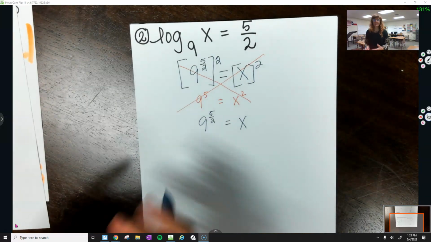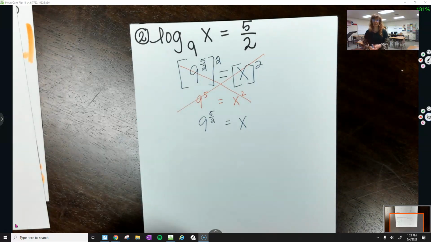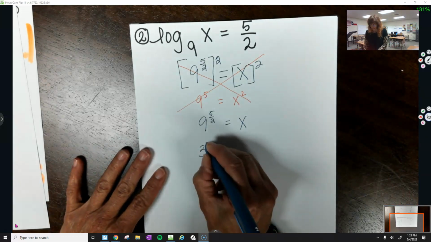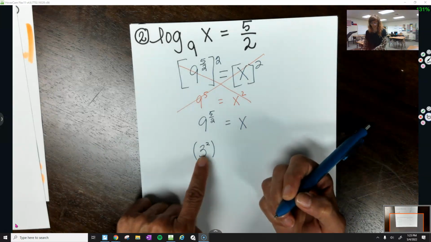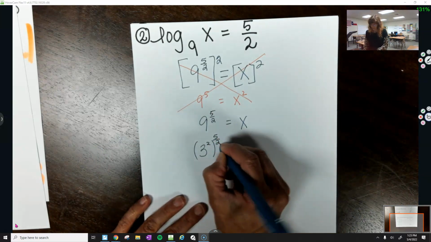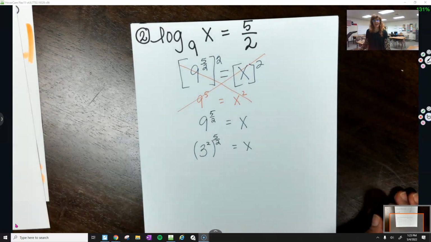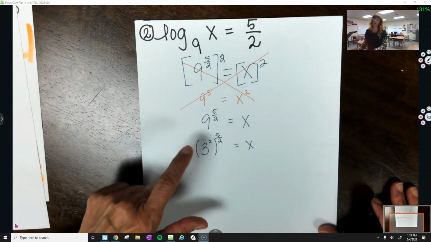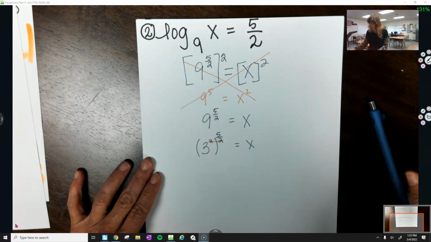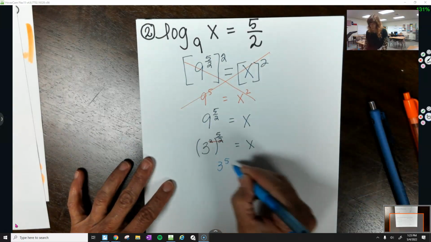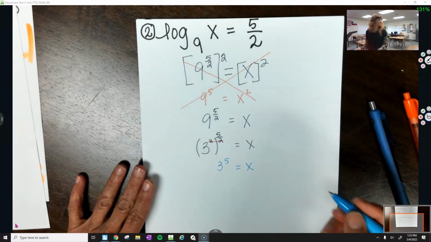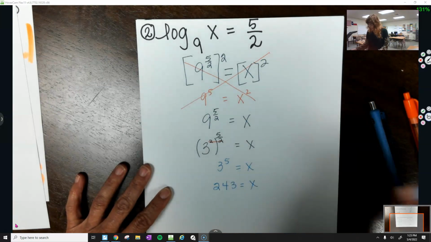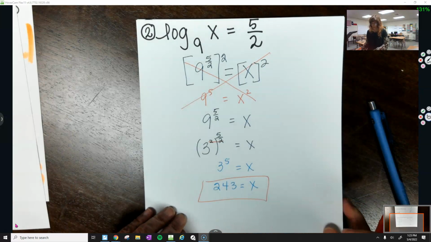So focus on your base. In this unit, always focus on your base. Can you break 3 down? You can. 9 is 3 squared. So if I take 3 squared, remember that's 9, and it is being raised to the 5/2. Y'all, those 2's are going to cancel out. So remember, if you see something weird and you don't know what to do from there, focus on the base. So these are going to cancel out, and now we're going to have 3 to the 5th equals x, and 3 to the 5th is 243. It's still on the board. It's 243. So 243 equals x. Box it in, and let's keep rolling.